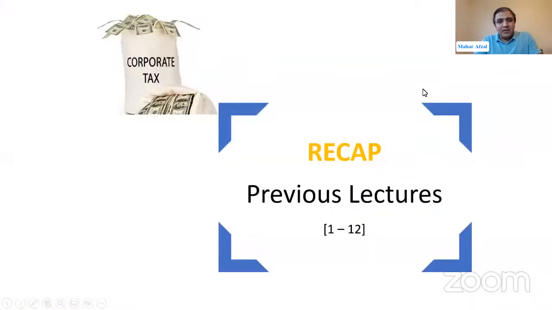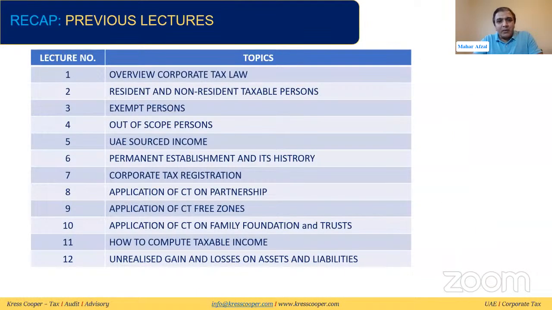Whatever we have discussed till now: an overview of the UAE corporate tax law, resident and non-resident taxable persons, exempt persons, out of the scope persons, UAE sourced income, permanent establishment and its history, corporate tax registrations, application of corporate tax on partnerships, free zones, family foundations and trusts, how to compute taxable income, and unrealized gains and losses on assets and liabilities. So overall, we have discussed the scope of the corporate tax till now.